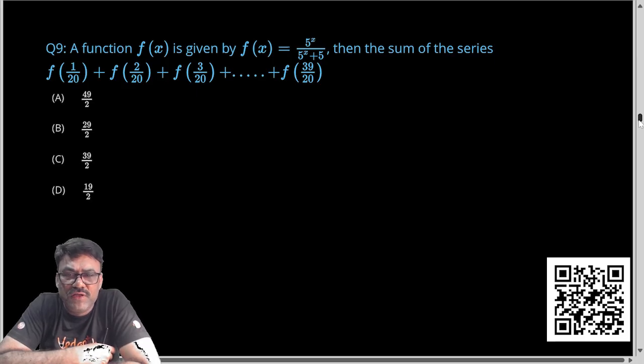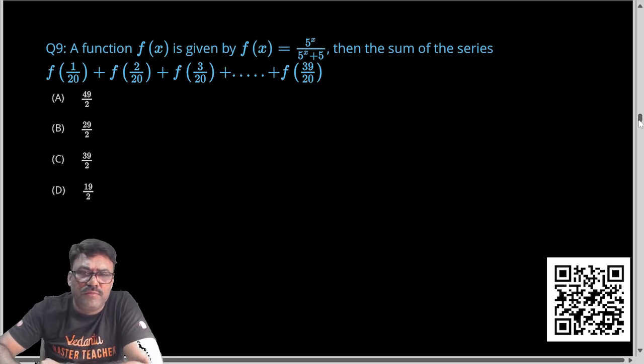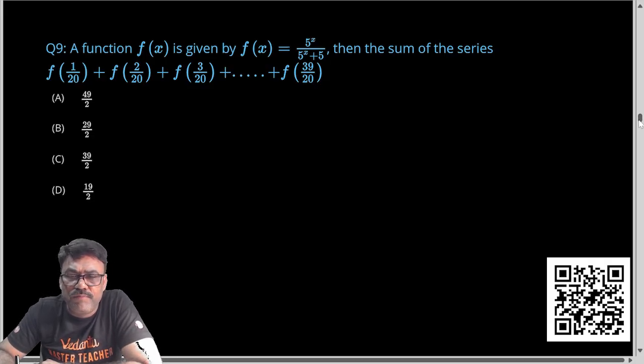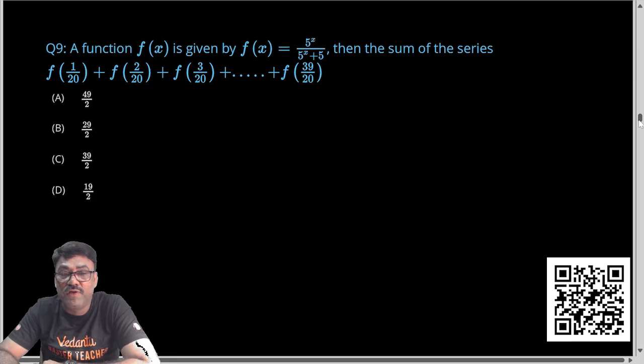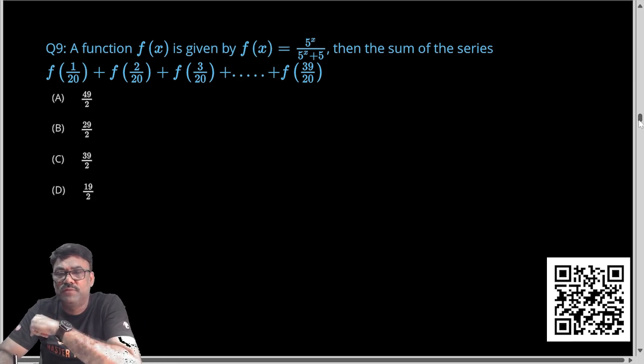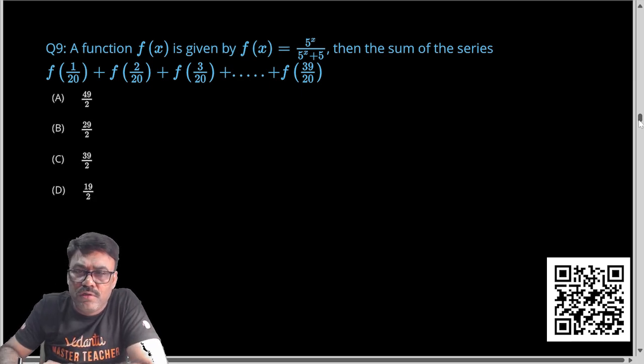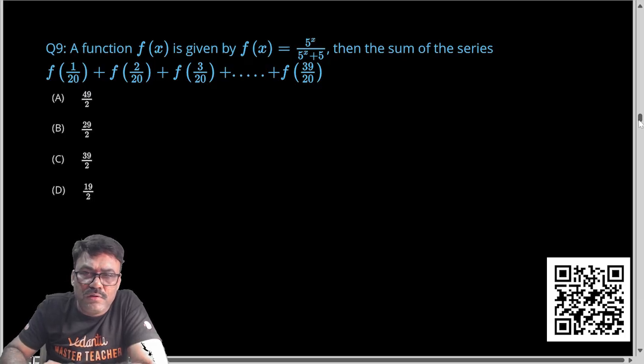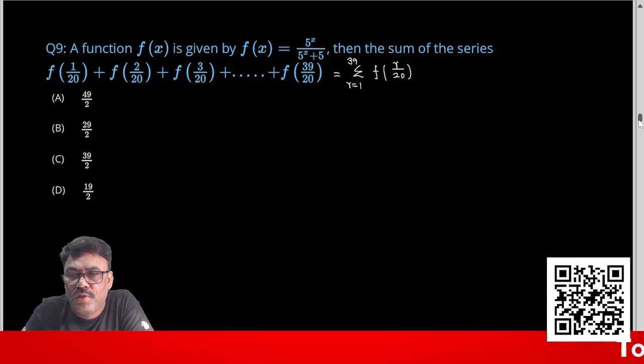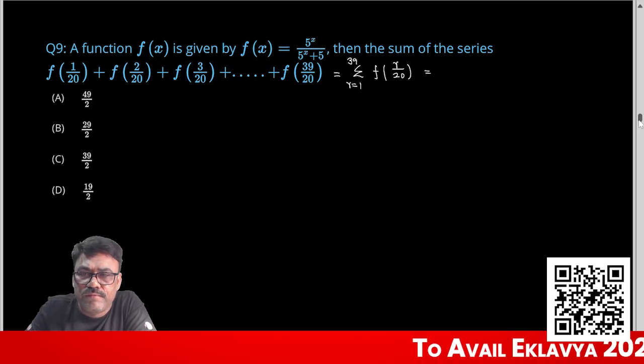f(x) is given as 5 raised to x over 5 raised to x plus 5, and you have to find this sum: f(1/20), f(2/20), f(3/20) up to f(39/20). So I can write this sum in sigma form. I can write it as sigma f of r by 20, where r starts from 1 and goes till 39. And let me call this sum S.